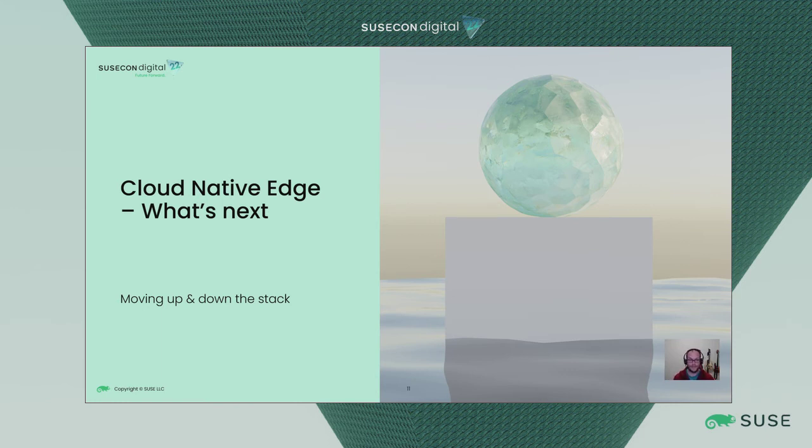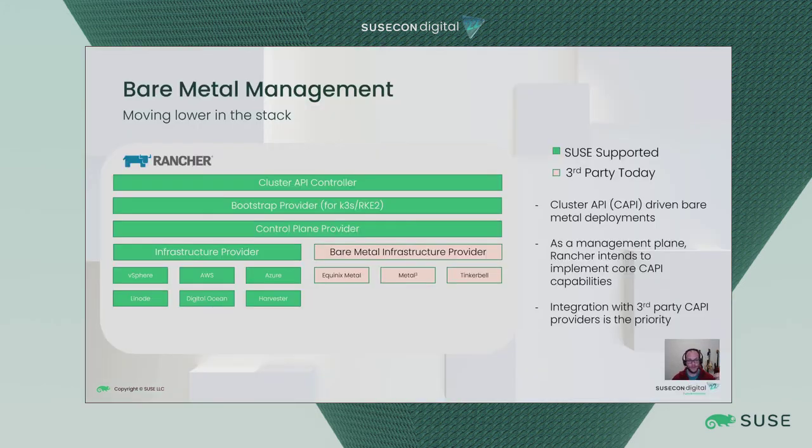So what's coming up next? We've got kind of the middle of the stack at the moment. So we want to move up the stack as well as down the stack. So for going down the stack, we are looking at bare metal management, specifically looking at cluster API being driven by probably either Metal Cubed or Tinkerbell. We're doing some research on that right now and a couple proof of concepts with a few customers to help us do some research on where each one makes the most sense.